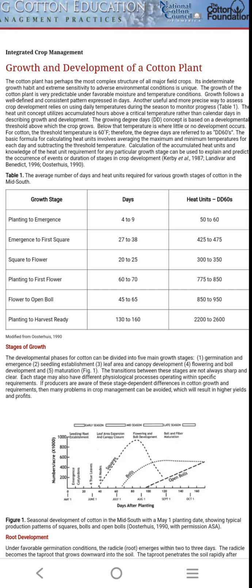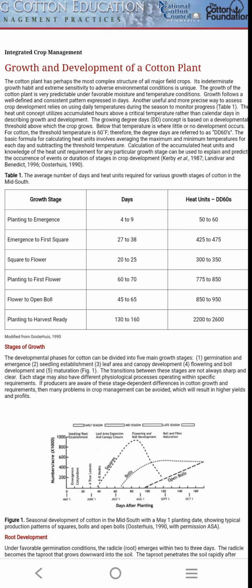From the calculation of the accumulated heat units and knowledge of the heat unit requirement formula, we can explain particular growth stages and predict the occurrence of events in any crop, and specifically I am dealing with cotton, the duration of stages in crop development. Kirby et al. in 1987 obtained and tabulated these heat units, modified by Ostrinus in 1990. Kirby et al. 1987, Landwehr and Bendick in 1996 were the scientists who went through the cotton heat units.